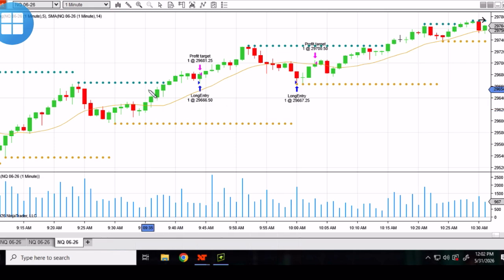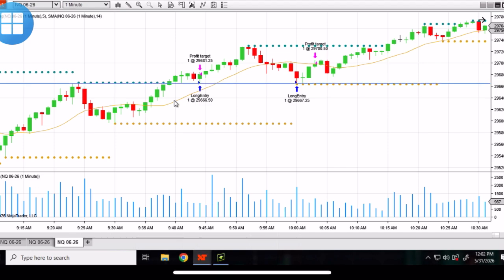I use a role reversal strategy, where the idea is that a level like this, which is a resistance level, once broken, will turn to support. So you can see right here at about 9:45 a.m. Chicago time, 10:45 Eastern, my bot enters this trade right at this level and hits my profit target, made about 300 bucks there in the same candle.